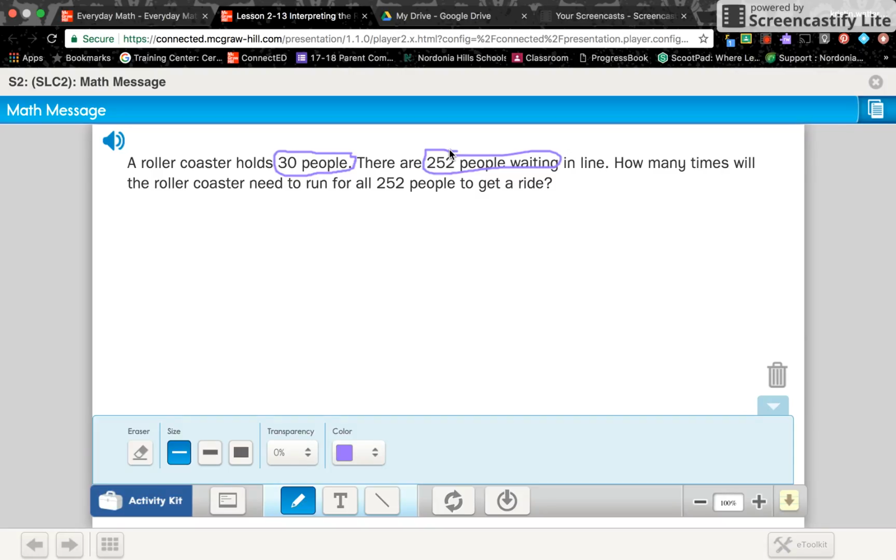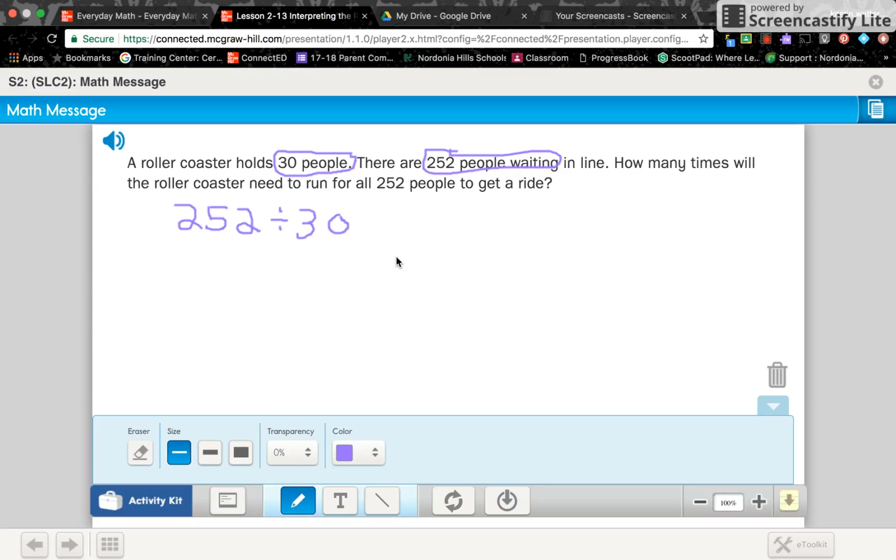Okay, so can we think of a division number story that would represent this story problem? Our dividend would be 252. Remember, the dividend is the amount that you are trying to divide up, divided by our divisor, which is 30, because there's 30 per group.